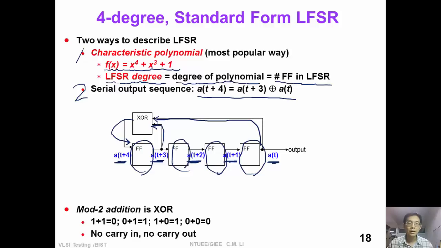Please note that in Mod 2 arithmetic, addition is actually the same as inclusive OR. So 1 plus 1 is 0, 0 plus 1 is 1, 1 plus 0 is 1, and 0 plus 0 is 0. There is no carry in and no carry out in Mod 2 arithmetic.